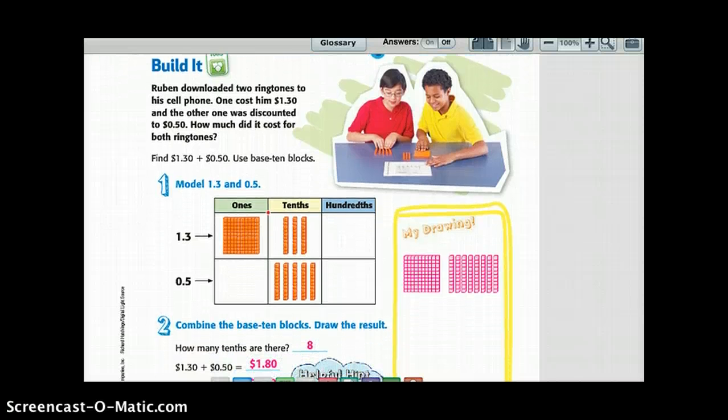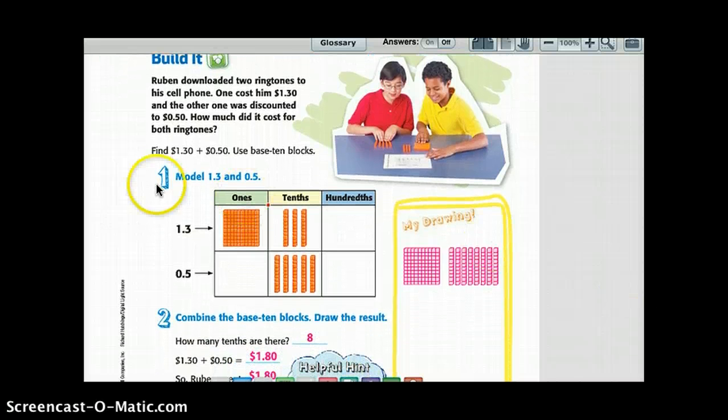So if you're drawing these, and let's say it's $1.30, we would have one whole block, which is this block, and then we would have 3 tenths and no hundredths in this case. So here's the 3 tenths blocks, and we're adding it with the 50 cents. So it would be just 5 tenths there. And there's no ones and no hundredths. So we'd have 5 tenths blocks.